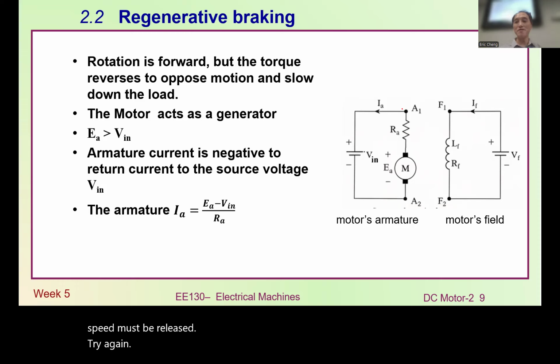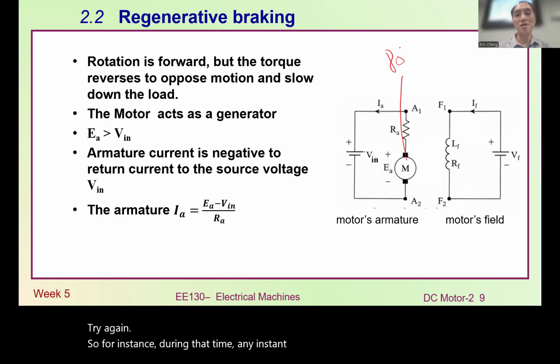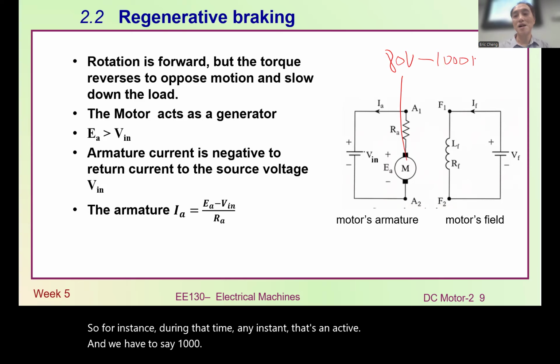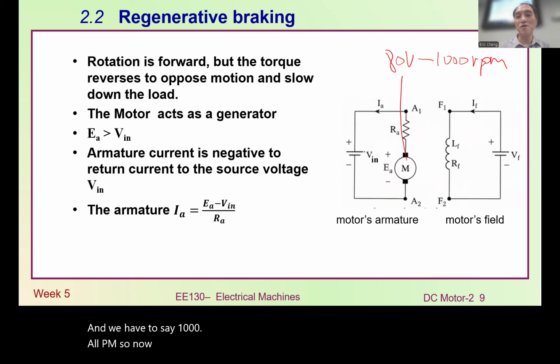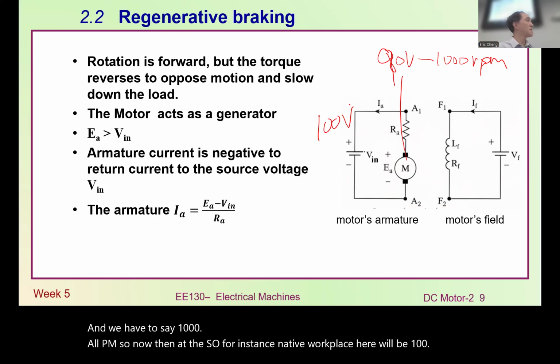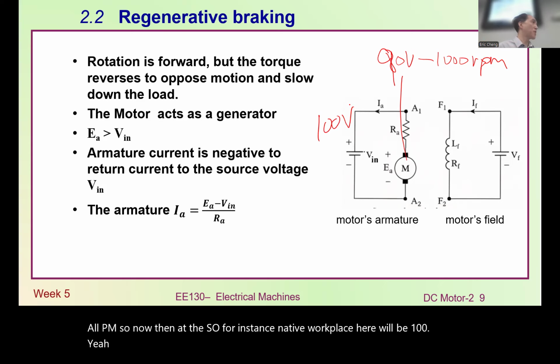So for instance, during that time, at any instant, that's an 80 volt. And we have, say, 1,000 RPM. So now then, for instance, 90 volt. When at 90 volt, our voltage here will be 100 volt. Yeah. So that's normal motoring operation.